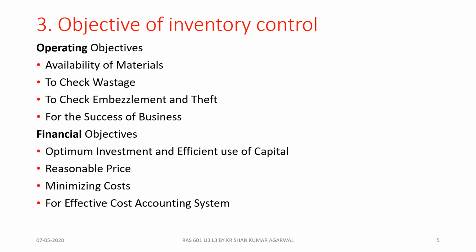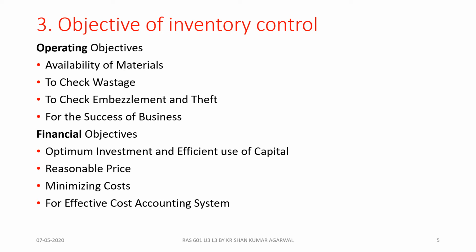When we talk about operating objectives, it is utmost required, to operate the plant, that material should be available at the right time, and one should take care about the availability of material, that the material should be right in quantity and it should be qualitative. Unless and until the material is qualitative, then obviously wastage will be produced with the help of defective products.